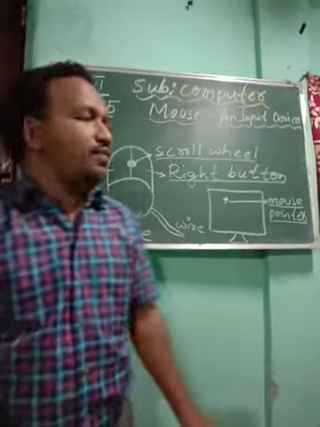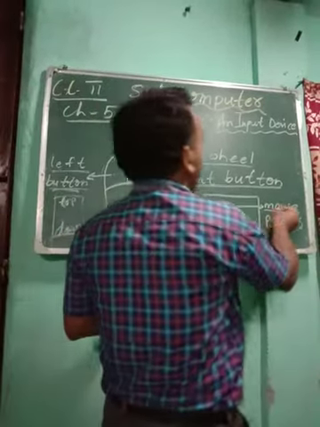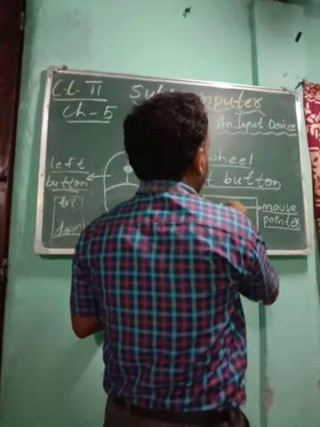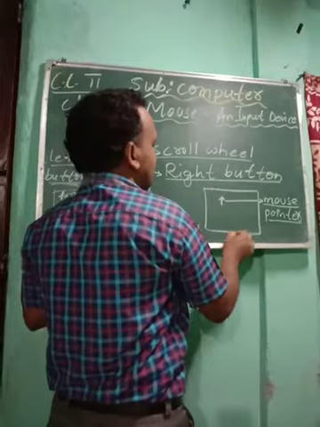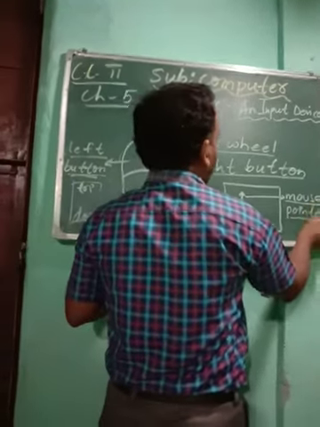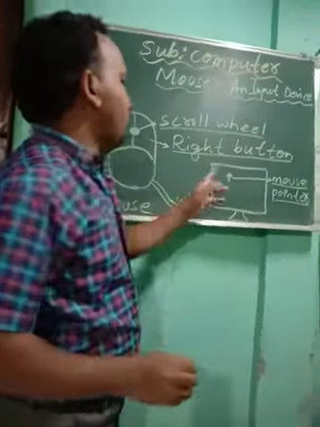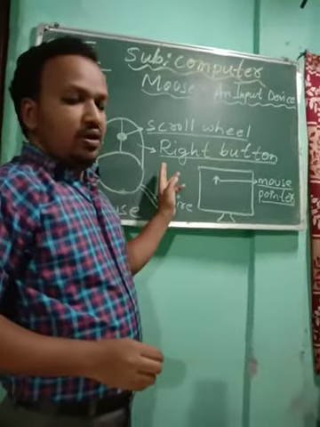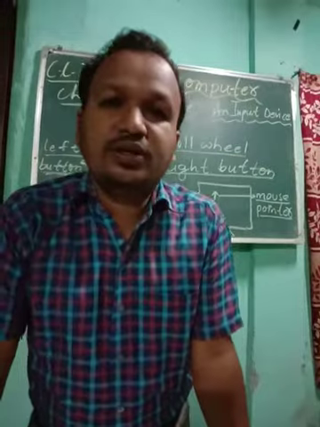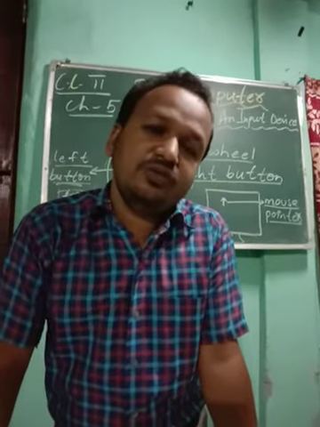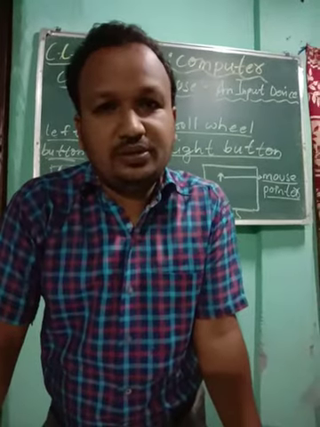And lastly, we have learned about the mouse pointer. Whenever a small arrow moves on the monitor screen, that is called what? Mouse pointer. When you move the mouse to the left, it will move toward the left. When you move the mouse to the right, it will move toward the right.